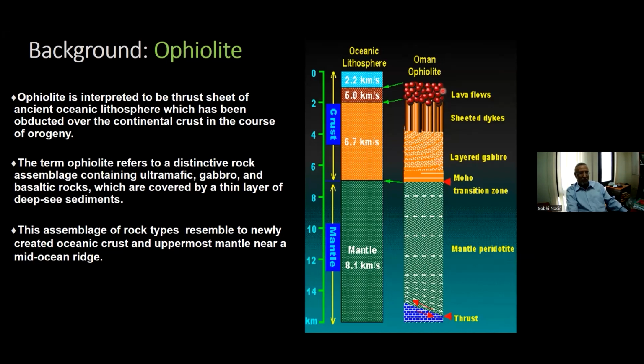Now, these assemblages of ophiolite typically resemble newly created oceanic crust and uppermost mantle near the present-day mid-ocean ridges. And Oman Ophiolite is typically a good example of the present-day oceanic lithosphere.